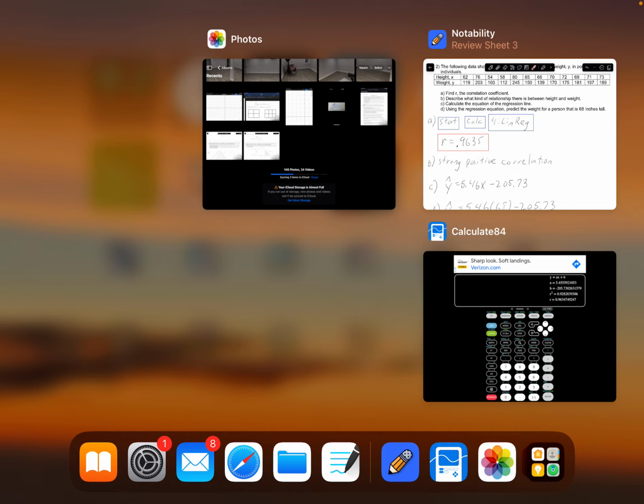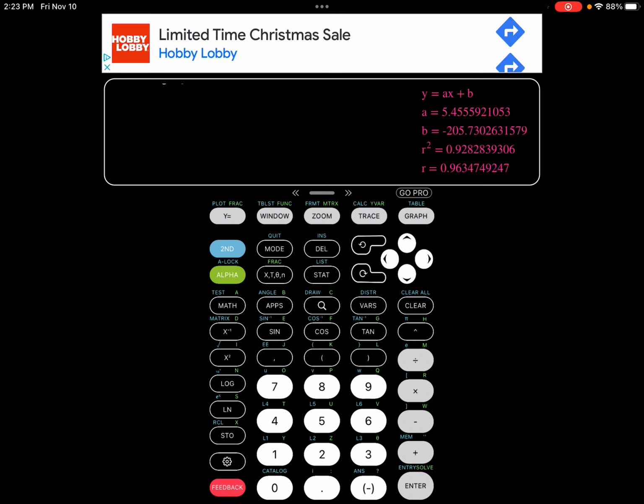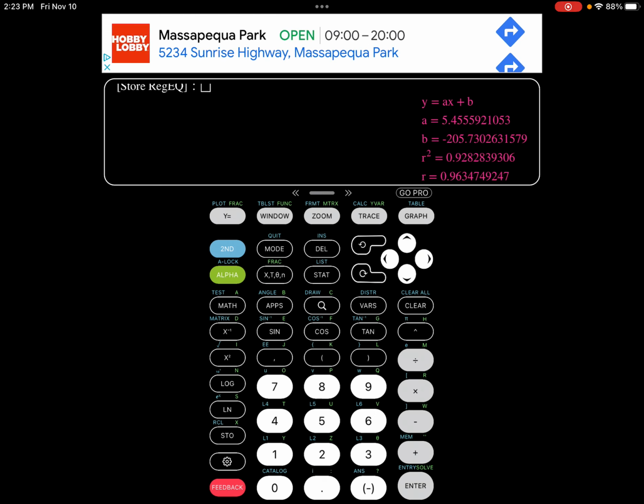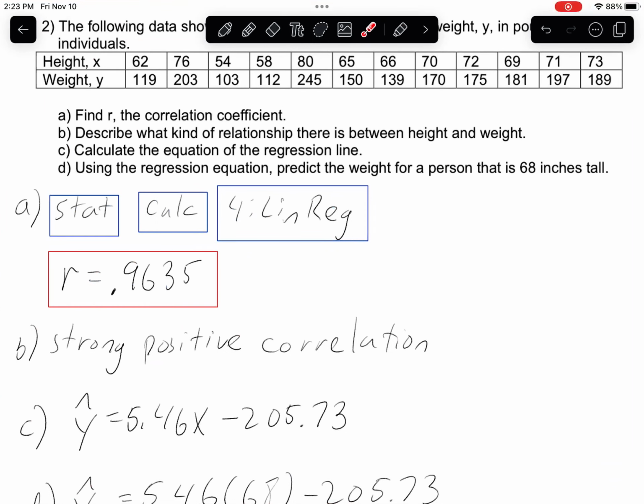The other piece we're looking for from the same calculation are the values of A and B, where B is equal to negative 205.73. This indicates your line of regression. A is the coefficient of X, and B is, in math terms, called the y-intercept or the constant value. So y hat is equal to 5.46 times X minus 205.73. These numbers come straight from the calculator and are placed into a y equals mx plus b linear equation.